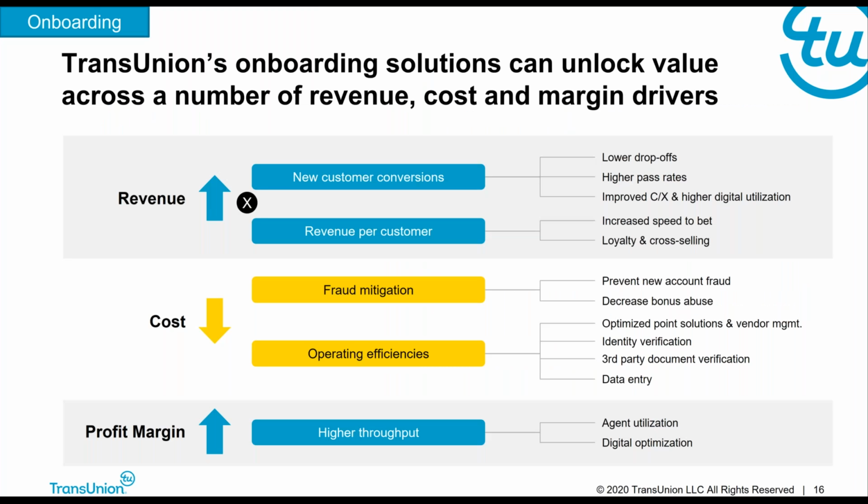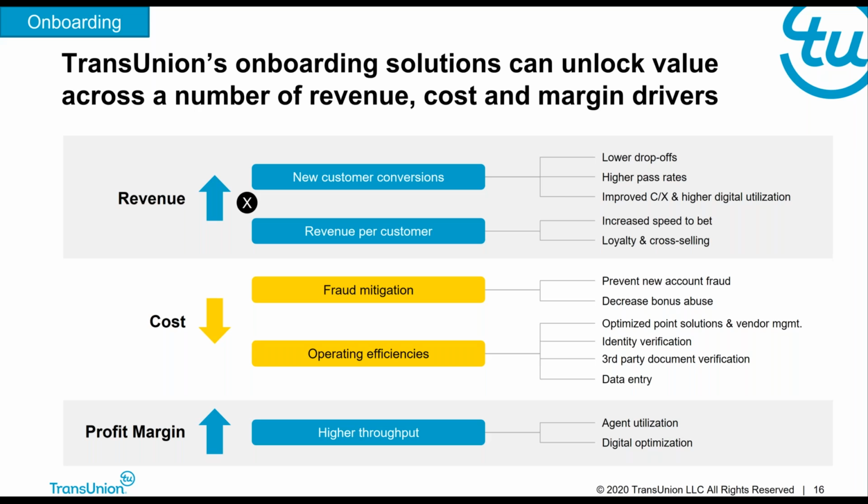All right, so looking at onboarding, similar to what we were talking about with login, here in the blue, you have the areas where you have potential for increasing revenue and profit margin, and in yellow, cost reduction. So in the revenue area, here you're looking at conversions.